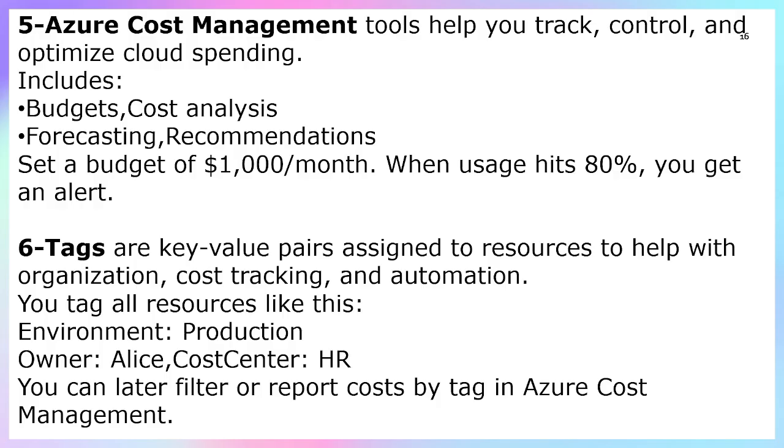Tags. Tags are key-value pairs assigned to resources to help the organization with cost tracking and automation. You tag all the resources like this: Environment as production, Owner as SLE, Cost center as HR. You can later filter the resource cost by the tag in the Azure menu.